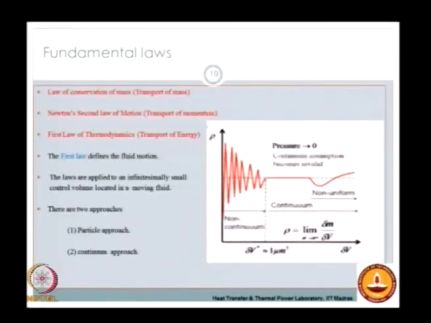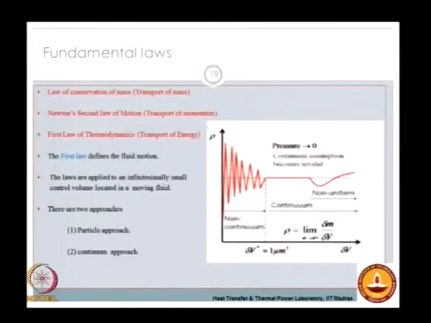So all these laws will be applied to an infinitesimally small control volume which is located in a moving fluid. When we define a control volume, of course there are different approaches to solving these governing equations, either treating the fluid as particles individually and tracking each of these particles and writing Newton's second law for the motion and the energy of the particles, or the other approach, which is called the continuum approach, which we will be following in this particular lecture.